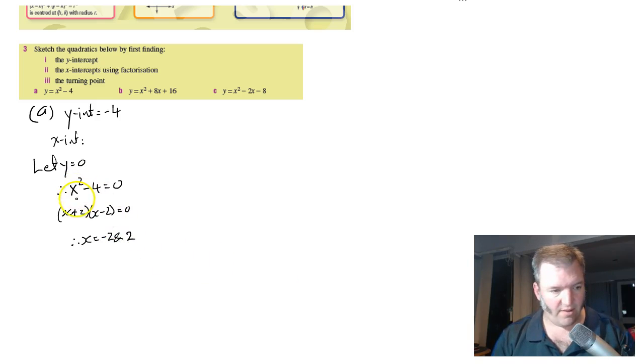The turning point. Well, once I've got the intercepts, the turning point you can find not only by doing negative b on 2a, but also just by finding the midpoint of those two intercepts. Halfway between negative 2 and 2 is 0. So the x-coordinate is going to be 0, which means the y-coordinate, the turning point, is going to be negative 4. And we're done.